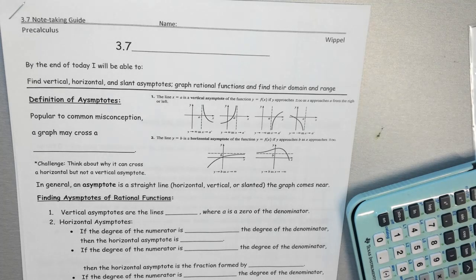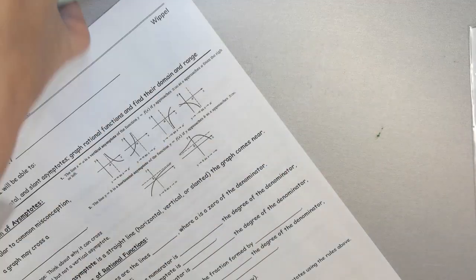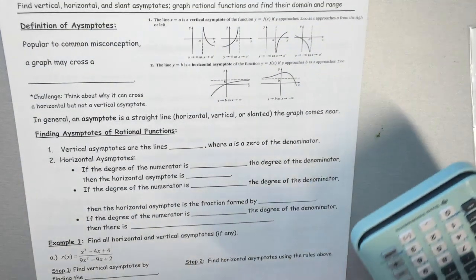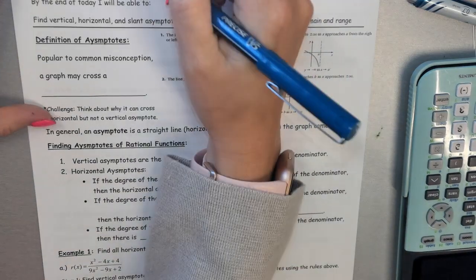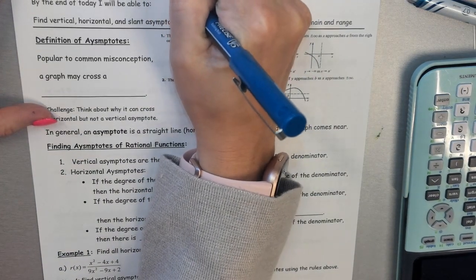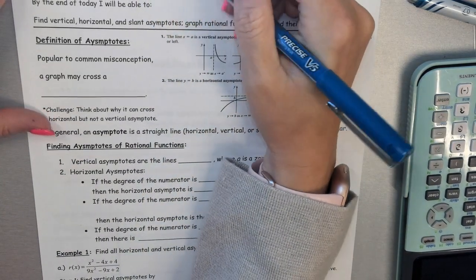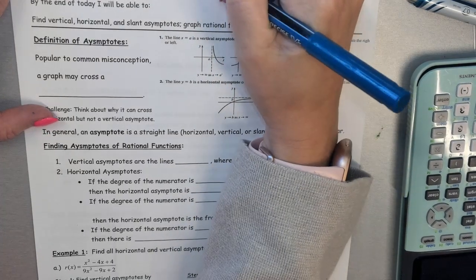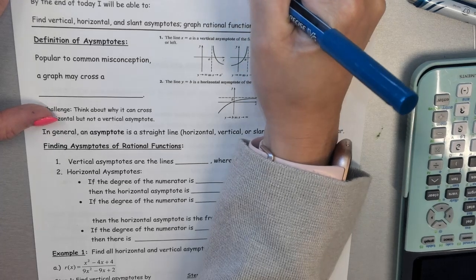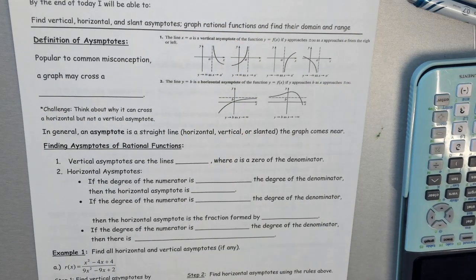For 3.7, we are doing rational functions. So a rational function you have graphed before. So let's have our attention up here. Okay, our rational functions are going to be graphed with asymptotes that we are going to find today. So you guys might remember us finding asymptotes previously in Algebra 2.